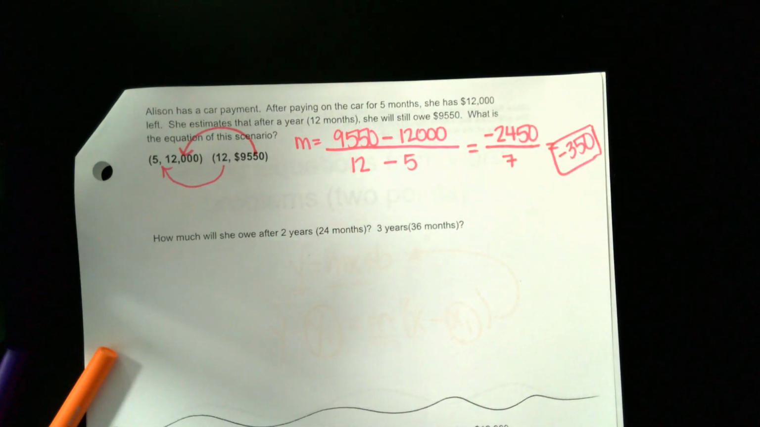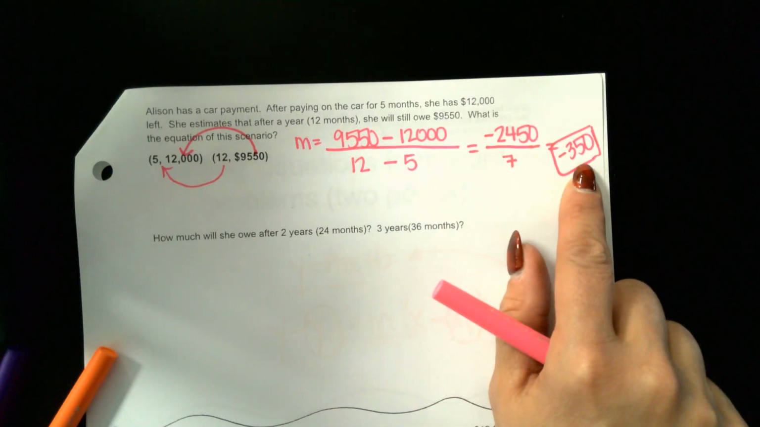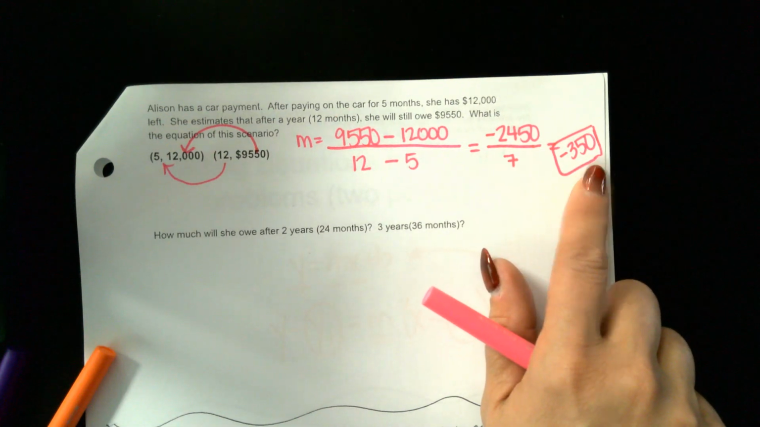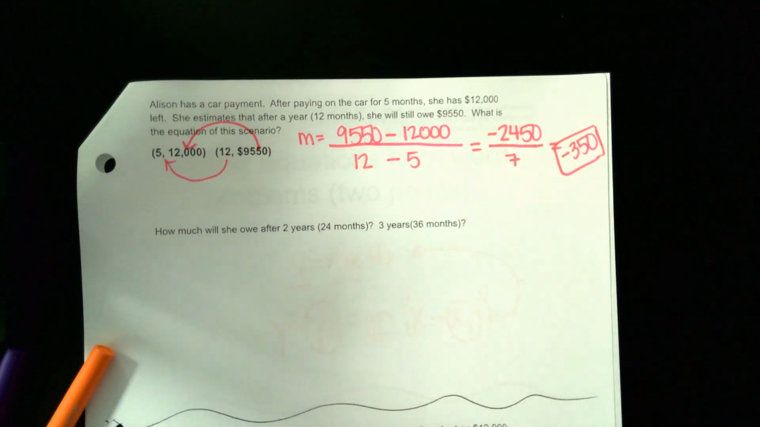Think about what that means, you guys. That means each month that goes by, what's happening? Well, she's decreasing how much she owes. So she's like paying it off, right? So every single month, she's paying $350 towards that car loan. Okay, good.